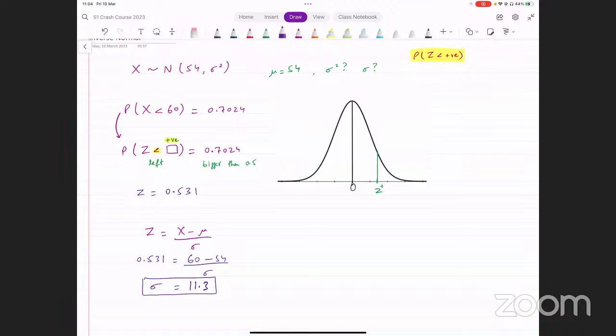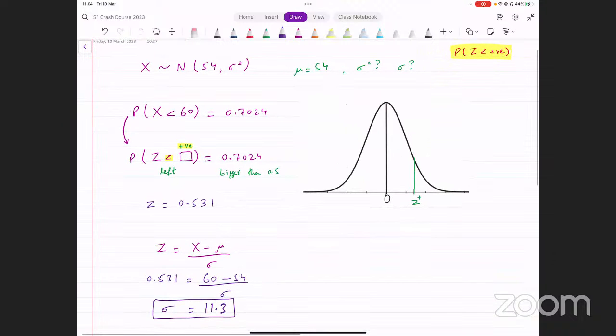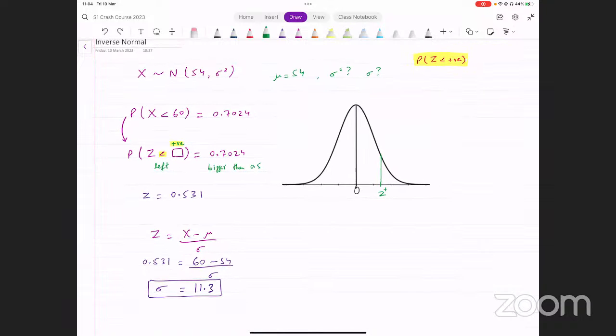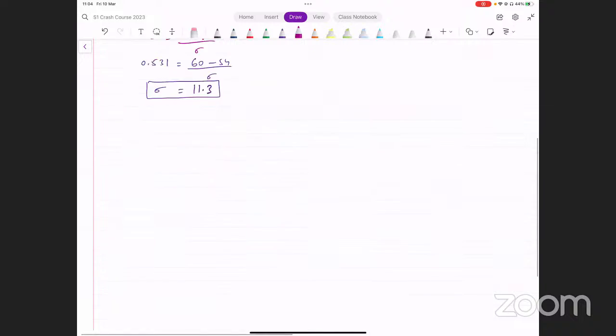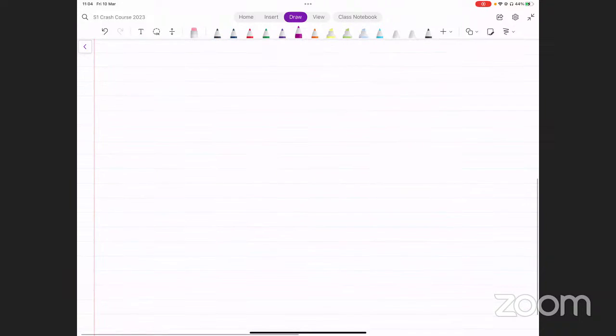Okay. Now let's look at a few other examples. In this case, we already had the standard form. We knew that Z is something positive, and we know that the area to the left of that is 0.7024. It was already the standard form. We could use the table for this directly. But what if it's not already the standard form and you have to convert it to standard form? First, let's take a few examples of that to see how we would deal with all of those different cases.